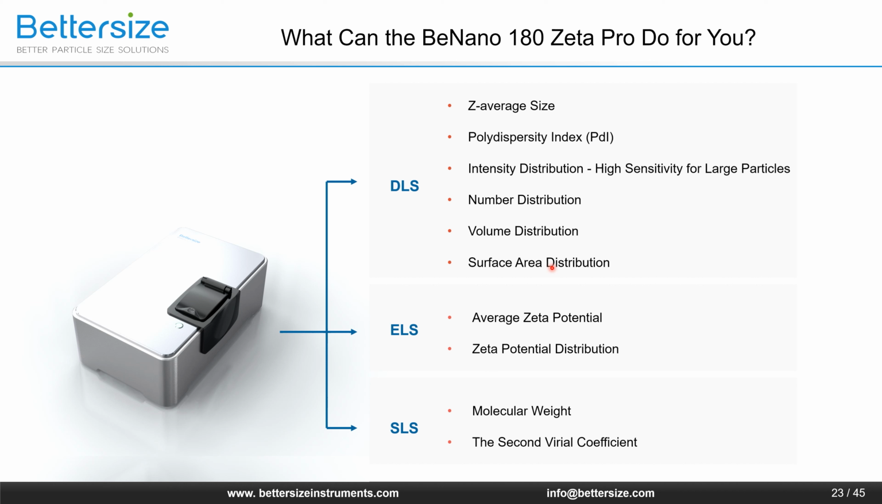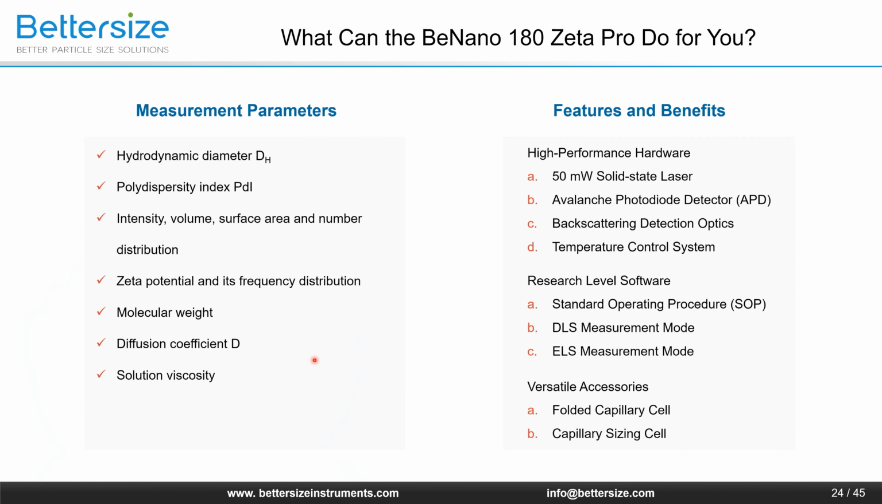With ELS, the average zeta potential and its distribution could be measured so as to evaluate the dispersion stability of your sample. With SLS, the BeNano provides users with the molecular weight and the second virial coefficient, the significant properties of macromolecules. Some advanced parameters you may need for your research are also provided by the BeNano, such as diffusion coefficient and solution viscosity. The features and benefits are divided into 3 parts in my talk, including hardware, software, and accessories.